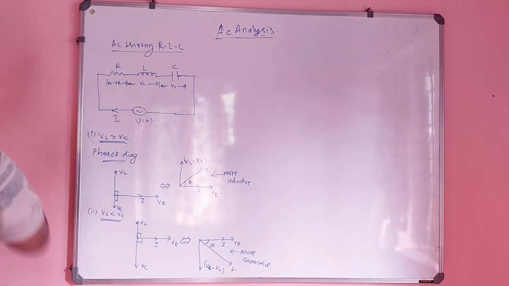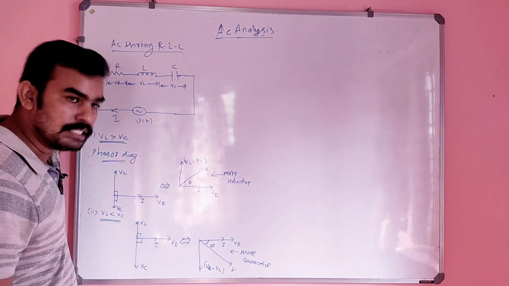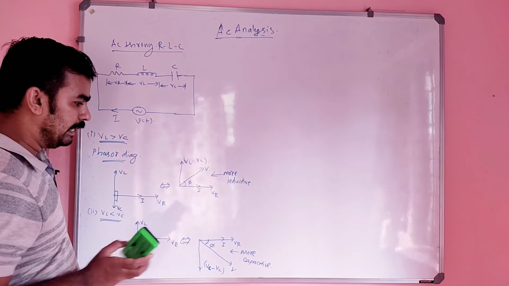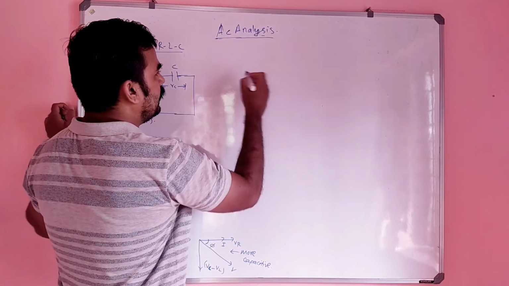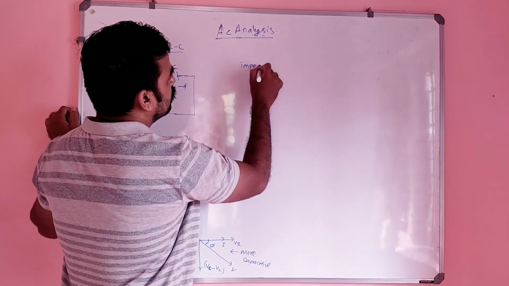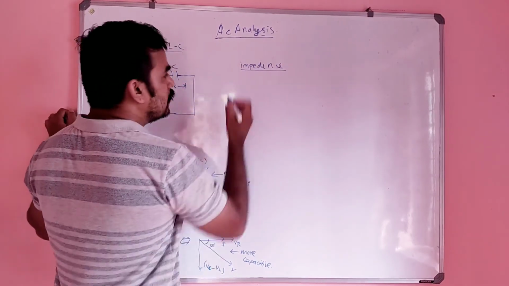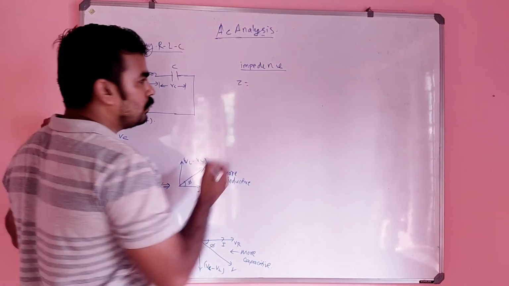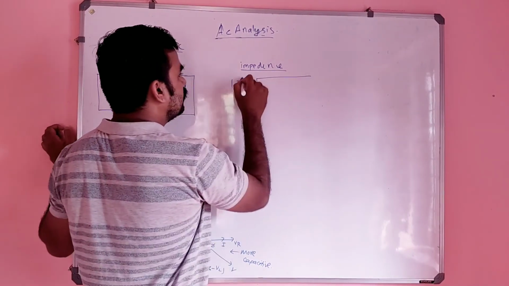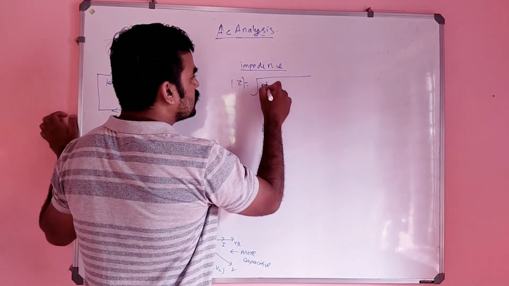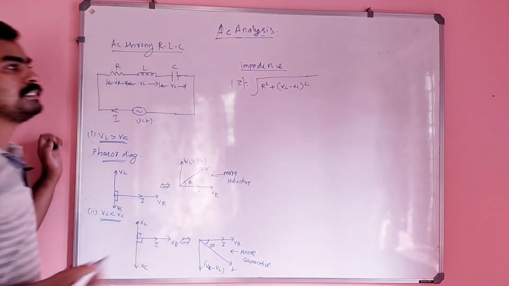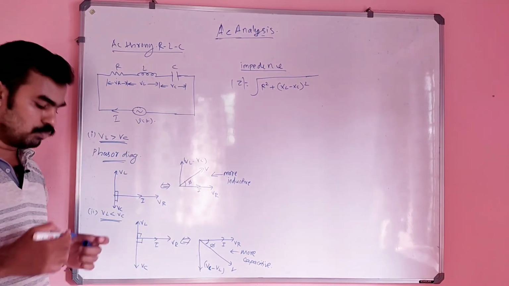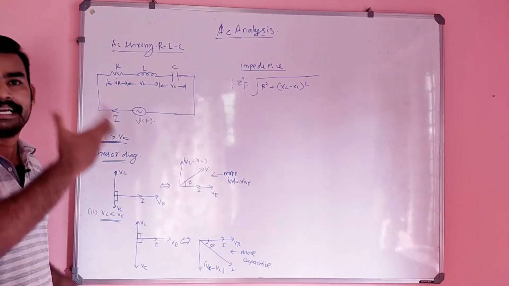Okay. So this is the concept. I think AC through RLC is clear to you. There are two possibilities, where VL is greater than VC or VL is less than VC. Then what will be the impedance here? In an RLC circuit, the impedance may be written as mod Z equal to root of R square plus either XL minus XC the whole square or XC minus XL the whole square, depending upon the magnitude given.